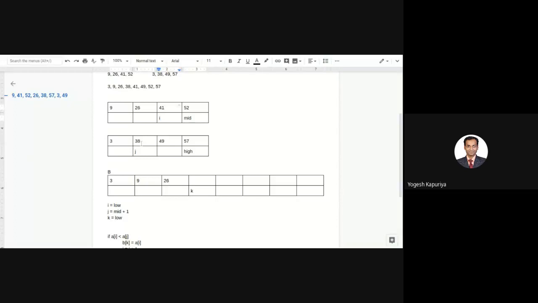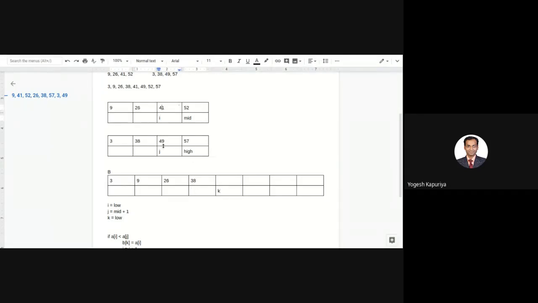Again, A of i is compared with A of j. So now 41 is compared with 38. 38 is smaller, so 38 is copied and j is incremented because 38 was smaller. And also k is incremented.